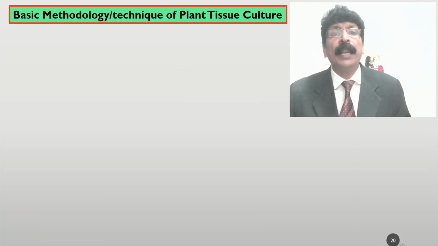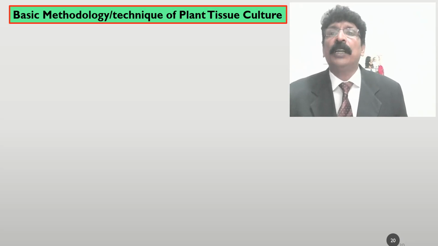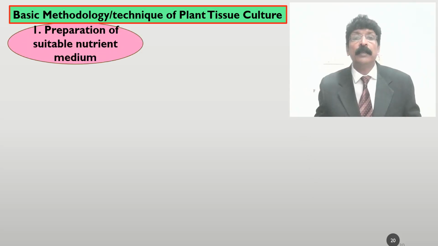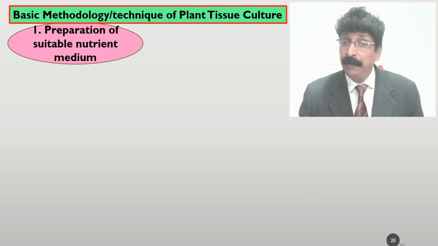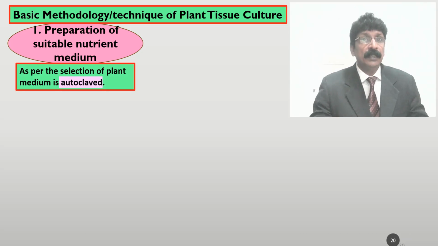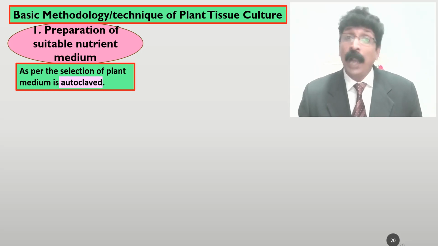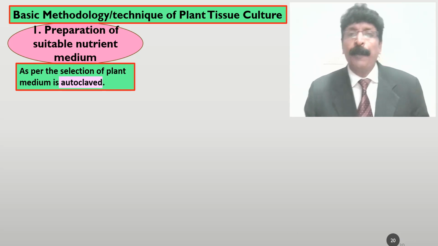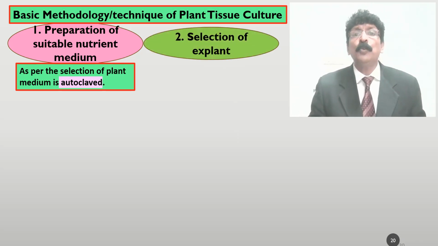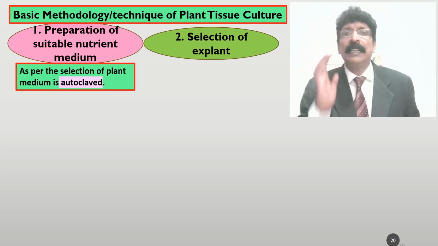Now the basic methods or techniques of tissue culture. What are the basic methods, the points which you should mention? Number one, preparation of a suitable nutrient medium, which we have just now discussed. As per the section of the plant, the medium is autoclaved for sterilization. What is its size, what is its quantity, what type of culture you are going to prepare, these all decide the nutrient medium. And number two, selection of the explant. First prepare the medium, and now you are selecting the explant.